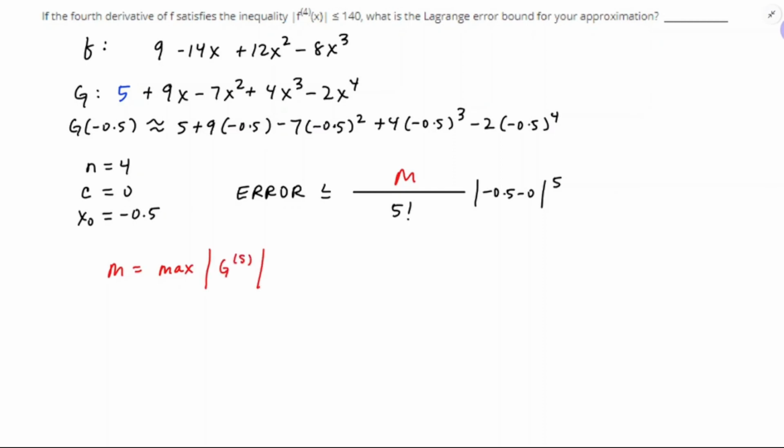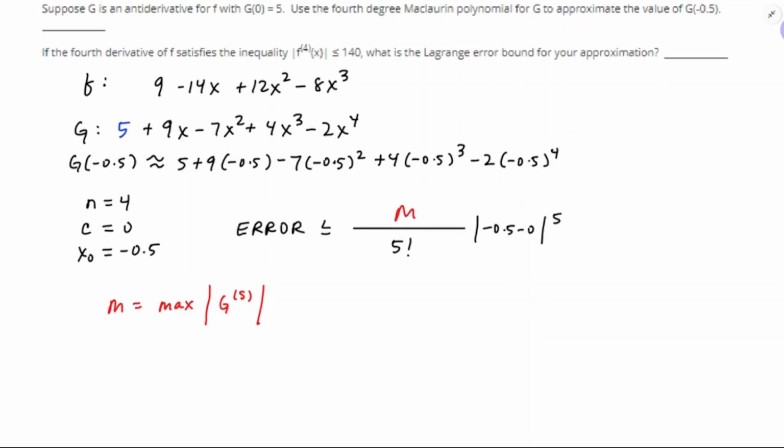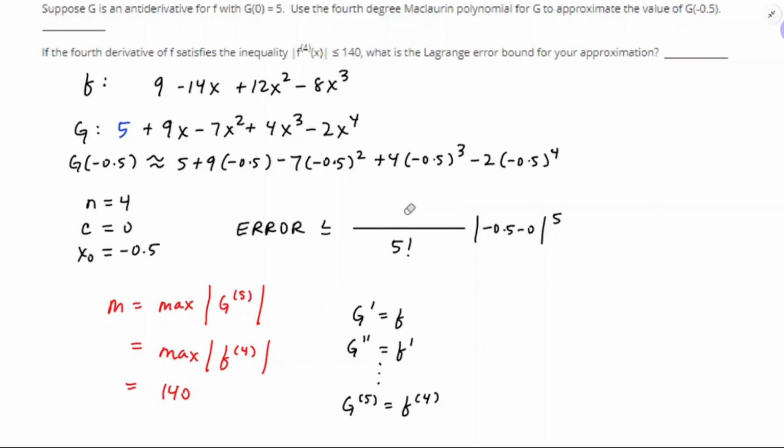They gave me f's fourth, so maybe I can figure out if f's fourth is equal to g's fifth. If I know that g is an antiderivative for f, then if I take the derivative of g, I'll get f the first time. g double prime is going to equal f prime. g triple prime will equal f double prime. There we go. That's why g's fifth derivative equals f's fourth derivative. So this is going to equal the maximum absolute value of f's fourth derivative, which is going to be 140. And then we can just go ahead and put that there.